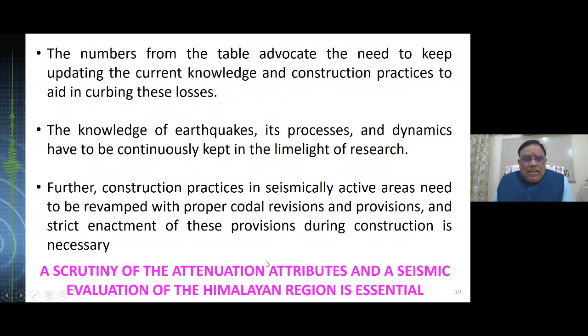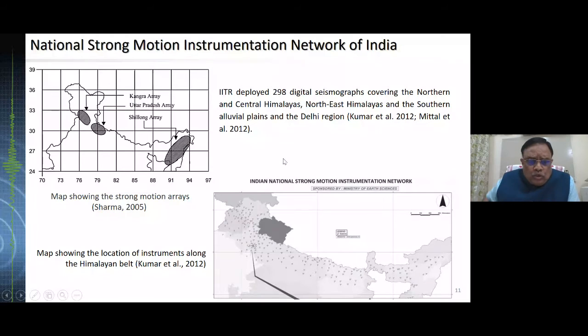Before that, the numbers from the table clearly advocate the need to keep updating the current knowledge and construction practices to aid in curbing these losses. The knowledge of earthquakes, their processes and dynamics has to be continuously kept in the limelight of the researchers. Construction practices in seismically active areas need to be revamped with proper codal revisions and provisions, and strict enactment of these provisions. So let me bring you to the National Strong Motion Instrumentation Network of India.